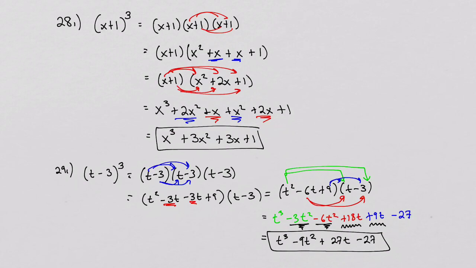So it's no different. 28 and 29 are the same thing. It's just how you go about taking care of the foiling that matters. And both ways will work, and both ways will get you full credit on the exam.